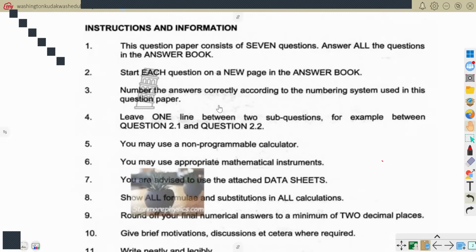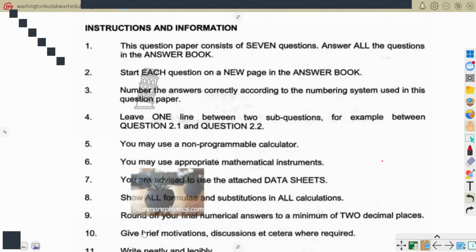These instructions, let's actually learn to follow them. They would help us to make our work easier in terms of being neat, as well as for the one who would be marking your paper to follow easily through your answers. For example, here they said start each question on a new page, and then they later said leave one line between two subsections, for example, between question 2.1 and question 2.2. So this is a format that they want you to follow, so that it's easier for those who will be marking to follow through your answers.